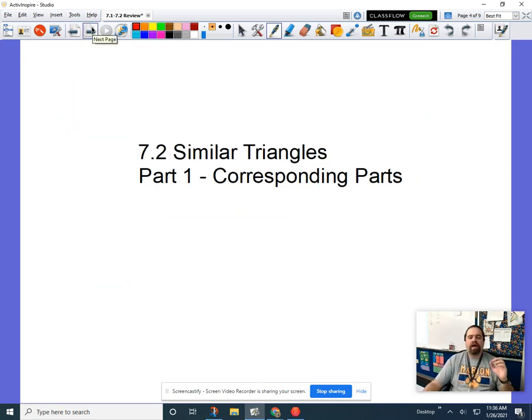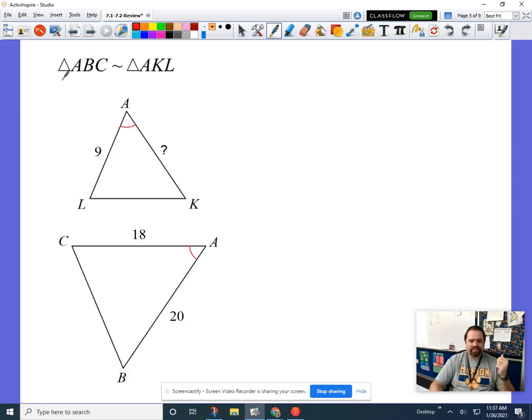In 7.2, I asked you to pick out the corresponding parts of the triangle. So you're going to be given 2 triangles and what's called a similarity statement. The similarity statement tells you, hey, this triangle here is similar to this triangle here. It's got the little squiggle between the 2 triangle names. That is actually a pretty powerful statement. This statement up here tells you what the corresponding parts are in the different triangles.